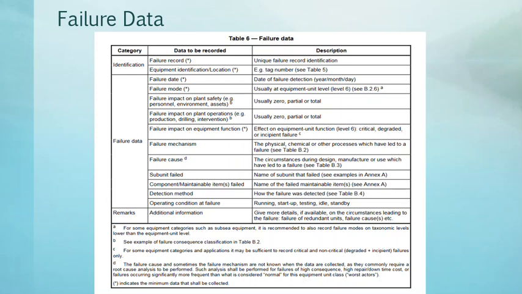What was the equipment function that failed? What was the failure mechanism? What was the cause of the failure? What subunit failed? These are all pieces of information that you need to make a determination of how you can prevent this type of failure from happening in the future.